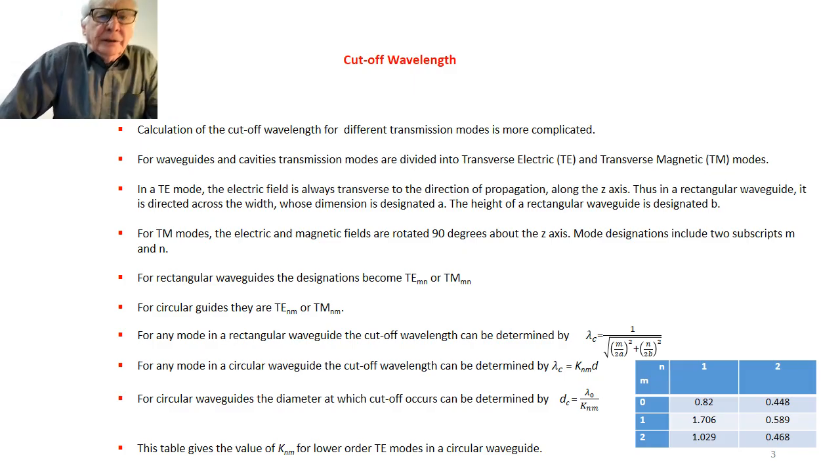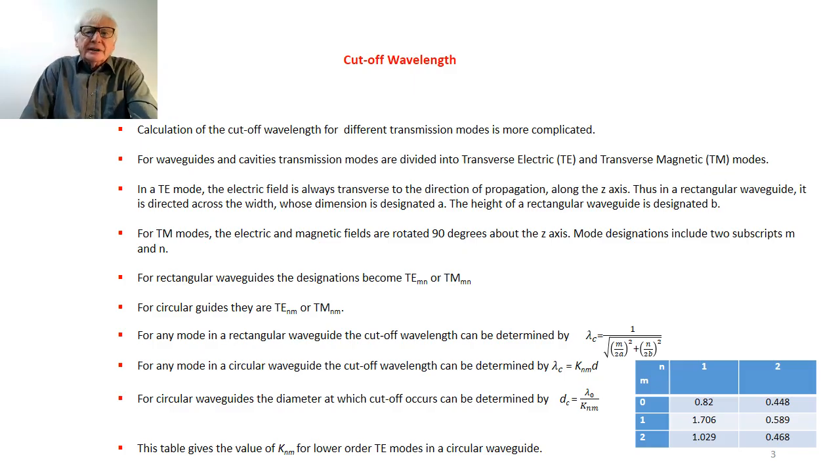The calculation of cutoff wavelengths for different transmission modes is rather more complicated. So what do we mean by transmission modes? Well, in waveguides and cavities, the modes of transmitting the electromagnetic wave are divided into two types: the transverse electric, TE, and the transverse magnetic, TM modes.